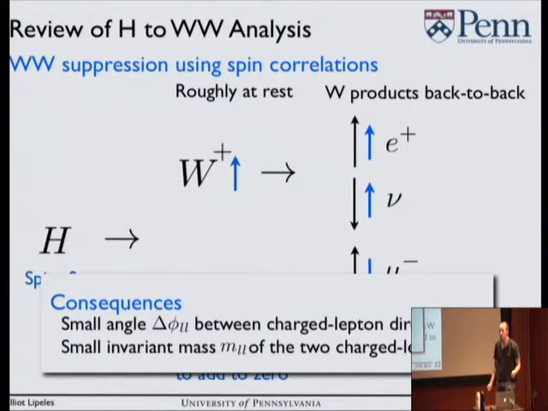And so that has two observable consequences in the detector. The first is that the angle between the two charged leptons is small, but then also the invariant mass of the two charged leptons is small. The other thing to keep in mind is that now that we're looking at 125 GeV, one of these W's is off shell, and that means that its invariant mass is going to be small, right? And so that tends to also make the MLL small. So that further suppresses the MLL.